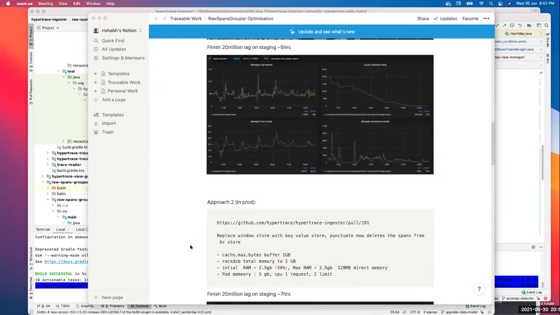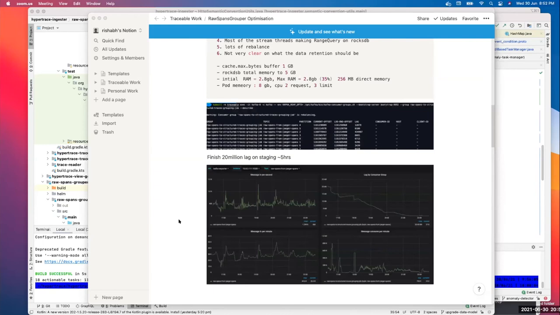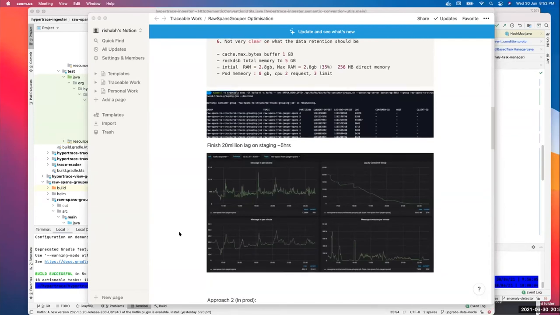By the way, we did some performance testing on our internal and SaaS environments, and we saw that to clear a lag of 20 million spans, this approach took roughly 5 hours, while the original approach which was there already took more than 7 hours.